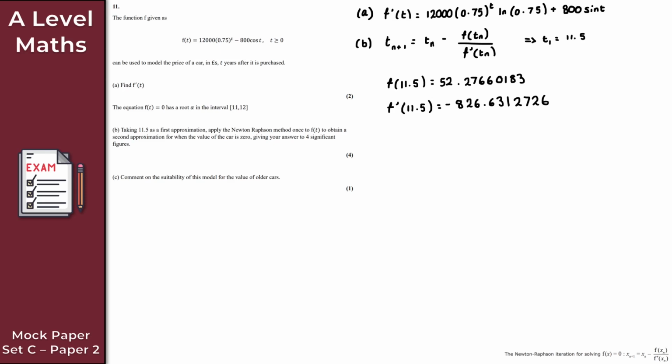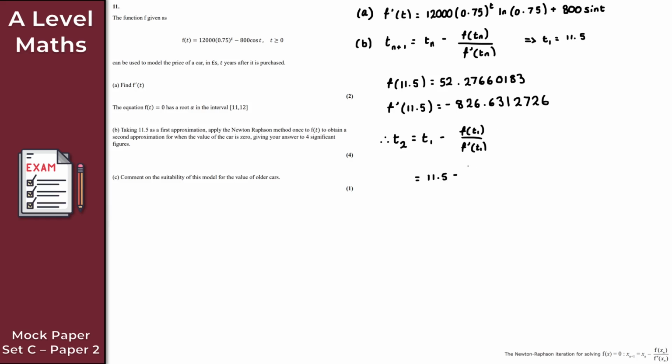And at this point here then, we now have everything that we need then to find T2, right? Our second approximation for when the value of the car is 0. So T2 here is equal to T1 minus f of T1 all over f prime of T1. So T2 then is equal to T1, which is 11.5, minus here f of T1, which is 52.276, so on and so on.